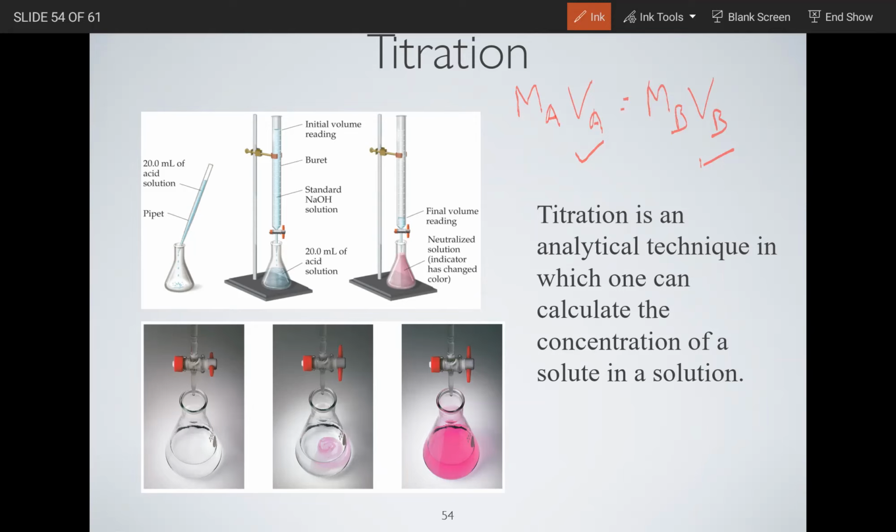So we can get both of these volumes just based on how we set this experiment up, and how much of the other substance we use. And then we'll know the molarity of one of them, just because we'll prepare that solution ourselves. So the unknown is going to be the one that we're solving for.